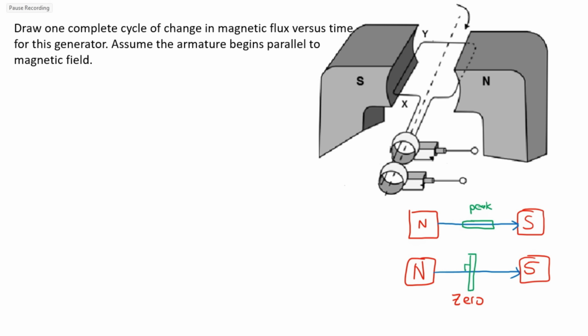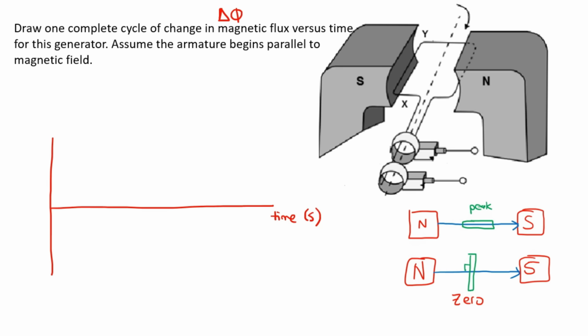Here's our next example. It says draw a complete cycle of change in magnetic flux versus time for this generator. Assume that the armature begins parallel. Okay, so we know that we're going to put a y-axis and an x-axis. Your x-axis will be time measured in seconds. Your y-axis in this scenario is going to be change in magnetic flux.